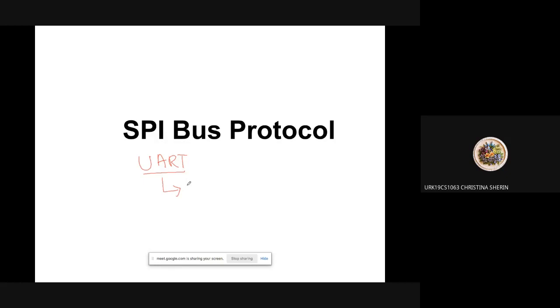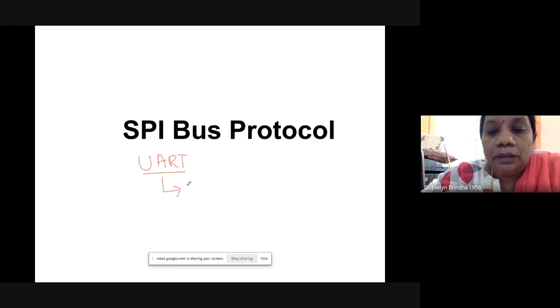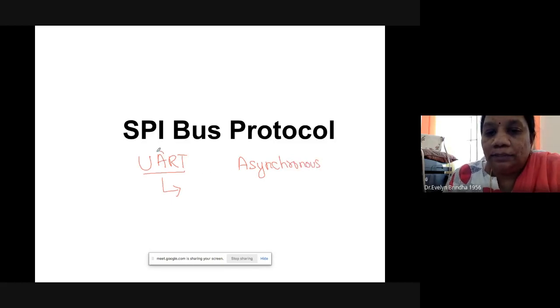Universal asynchronous receiver and transmitter. Yeah, good, very good. So the important word I would like to take is asynchronous. This is an asynchronous way of communication. The A in the name itself means asynchronous. So we saw that UART was an asynchronous way of communication.